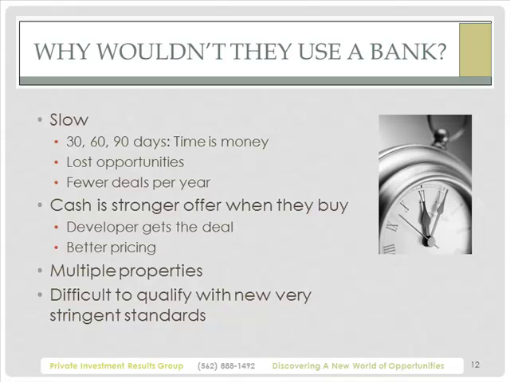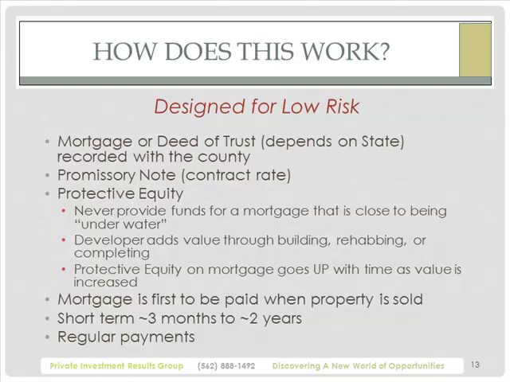And so when you add that on top of all these other things, it really makes very little sense to go through traditional bank financing on these types of loans. So how does this all work? Well, it's designed for low risk. First and foremost, that should be the key for any type of private mortgage. So I'm sure you're asking, how is that low risk obtained?